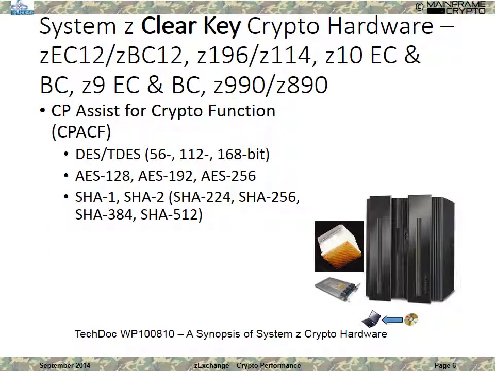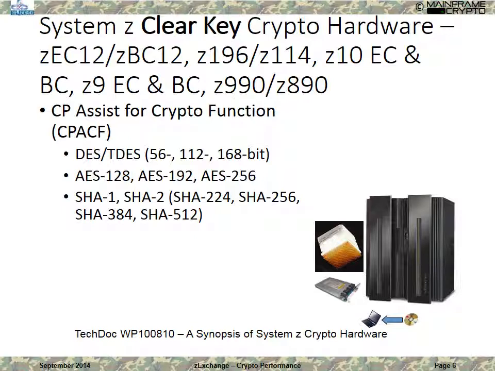Again, the two types of hardware that are available on System Z are the CPAC-F, the CP Assist for Cryptographic Function, and the Crypto Express card. The CPAC-F has very limited functionality when compared to the Crypto Express card. That is, the CPAC-F can only do symmetric encryption. So it can do triple DES or AES encryption for all of the supported key lengths, and it can do SHA hashing, whether it be SHA-1 or now the SHA-2 algorithm.